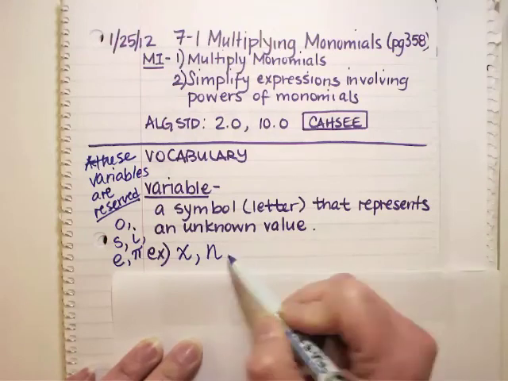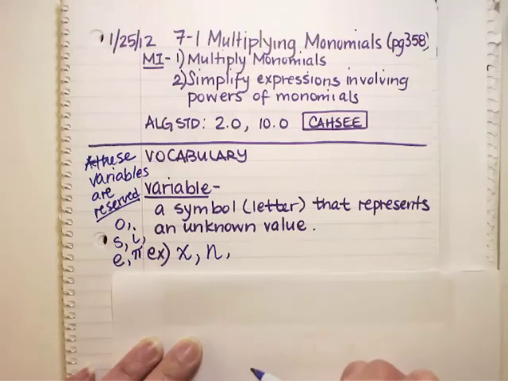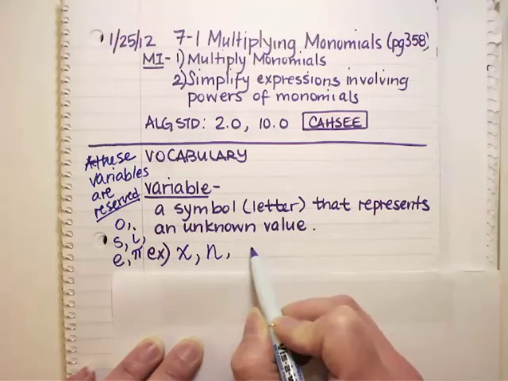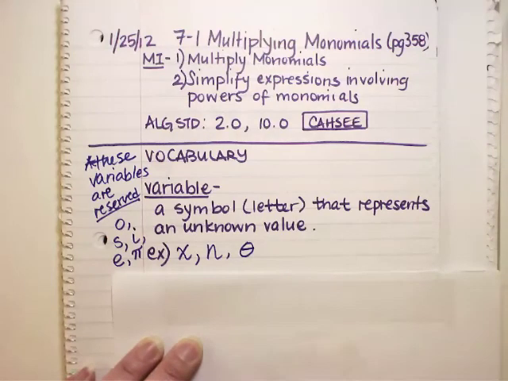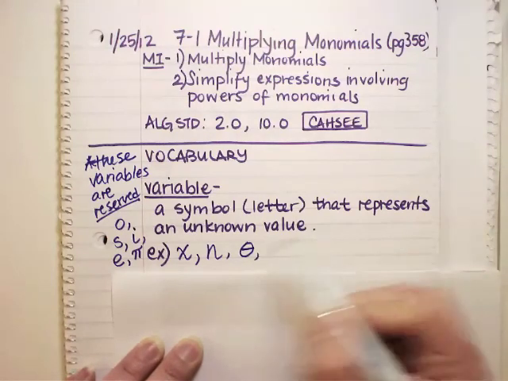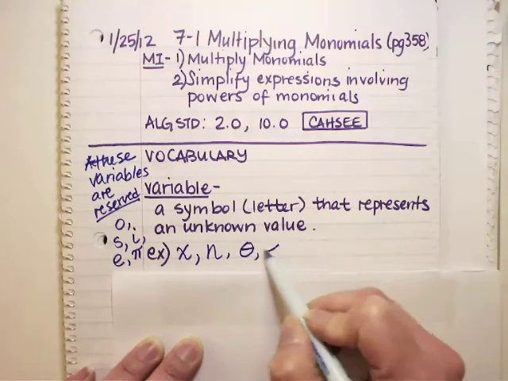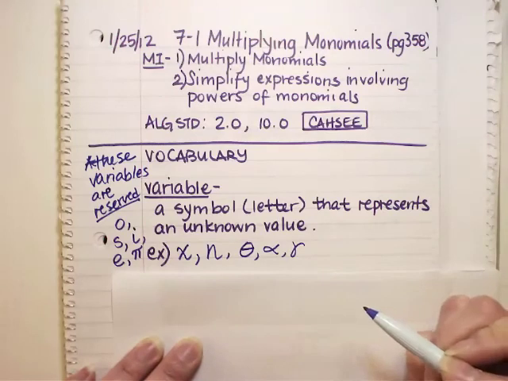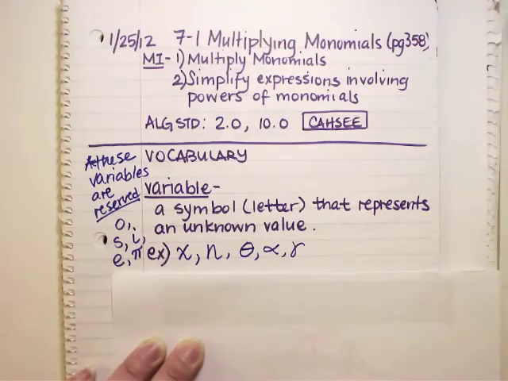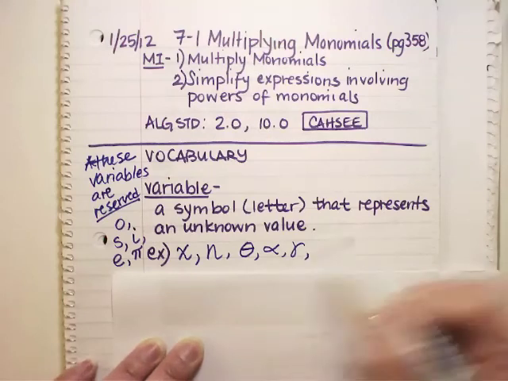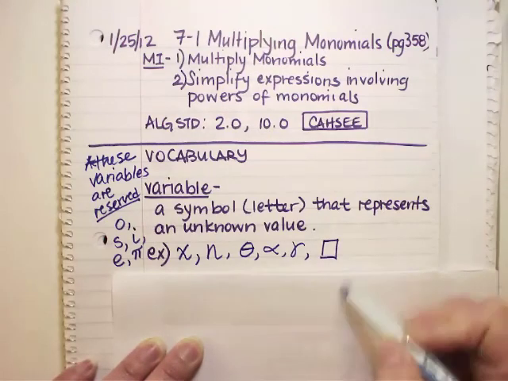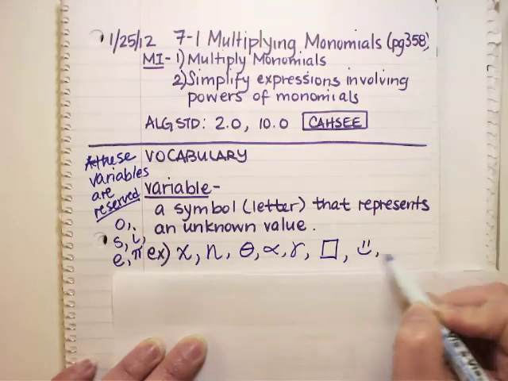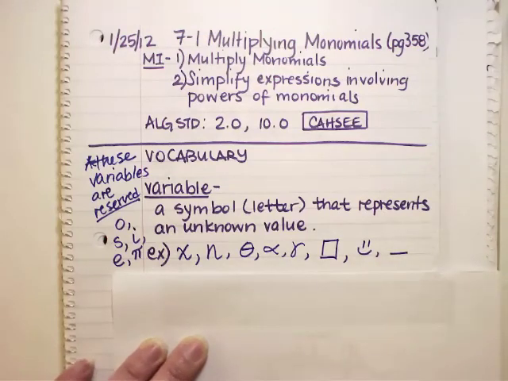We can also move on to other letters that you may not have seen before, but you may be seeing in future courses, like theta, which is a Greek letter we use as a variable. We also use alpha. We've also used rho. There are other letters that can be used besides the standard letters that you know. You've also seen other variables in use like a box. In elementary school you probably saw a happy face or a blank. So those are also variables. So a variable can be any symbol or a letter that represents an unknown value.